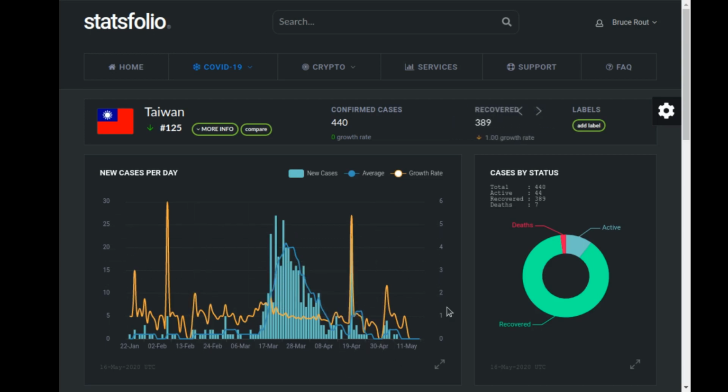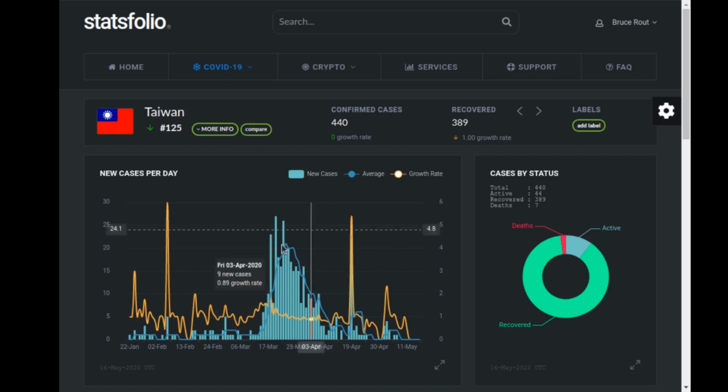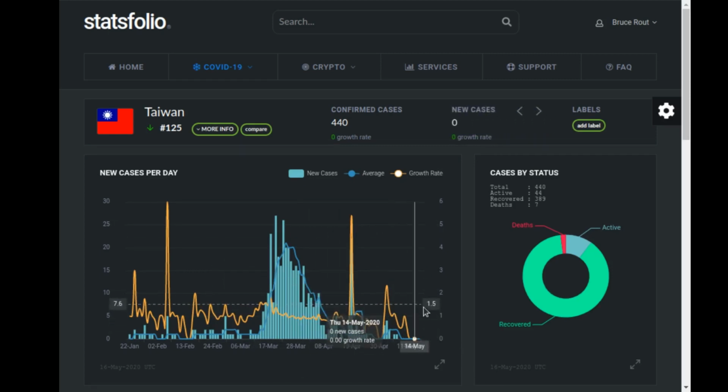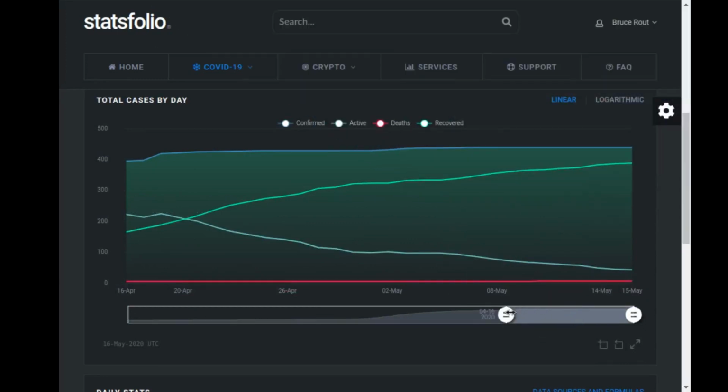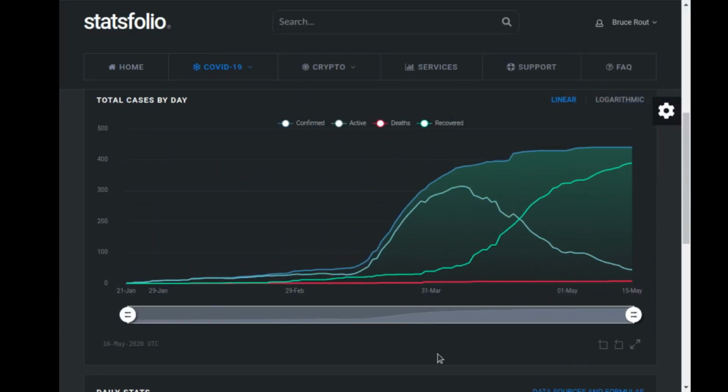This graph is very deceptive and should not be the graph that is looked at. This graph is, personally, in my own opinion, basically killing people. This is the new cases per day graph. It's all over the place. Everybody shows this graph, and it is extremely, extremely misleading. These graphs down here are the graphs to look at.